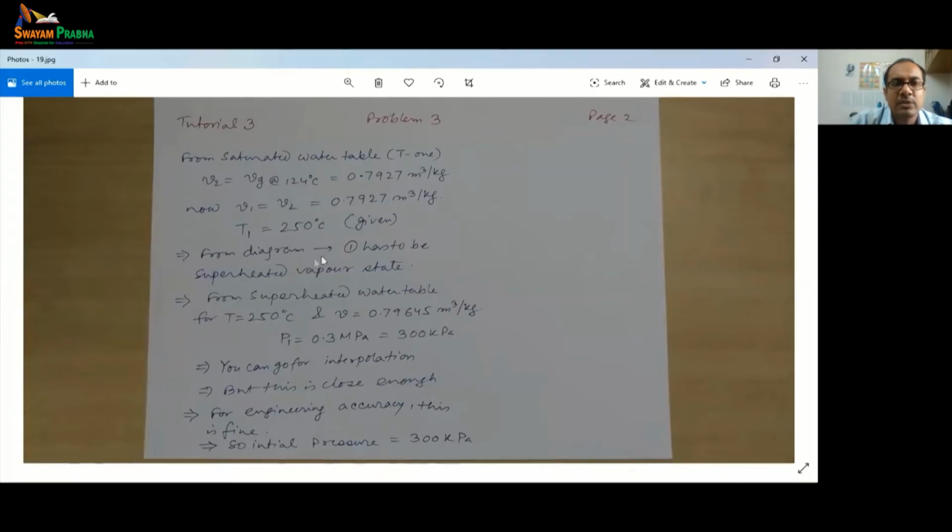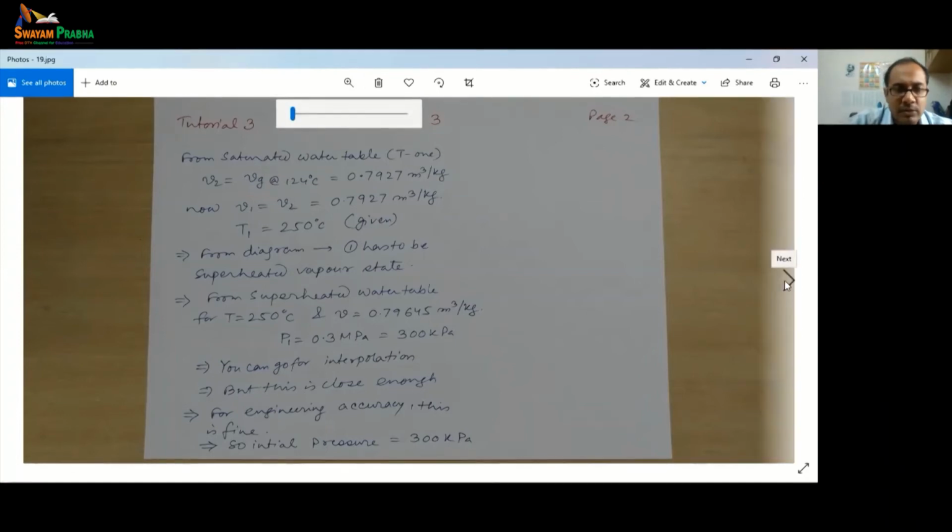And the temperature is also given, that's 250 degrees centigrade. Now from the diagram we have seen that it has to be a superheated vapor state. So let's go to the superheated vapor table corresponding to 250 degrees centigrade. Actually we are trying to get 0.7927 meter cube per kg, but as we don't have it, we'll see whether we have it or not.